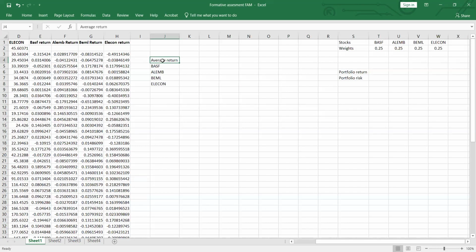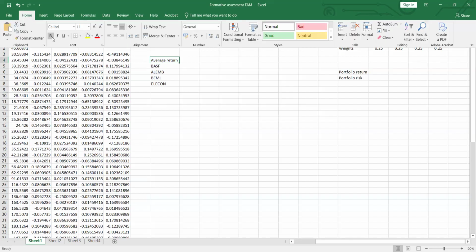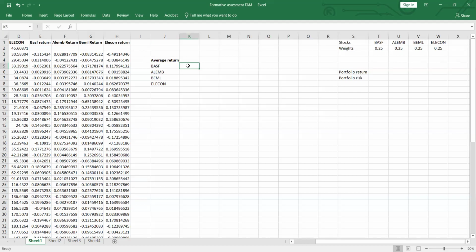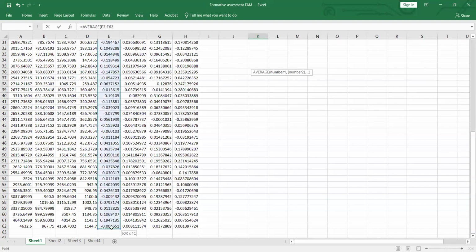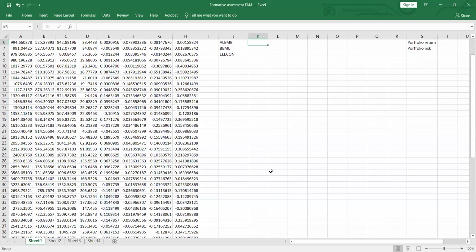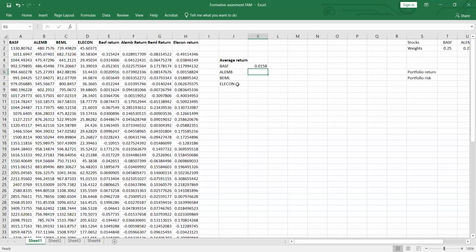To calculate the average return, we use the AVERAGE formula. We select all the individual return data for this one. My mouse is not working properly, but we select it, press enter. This is the average return of BASF.